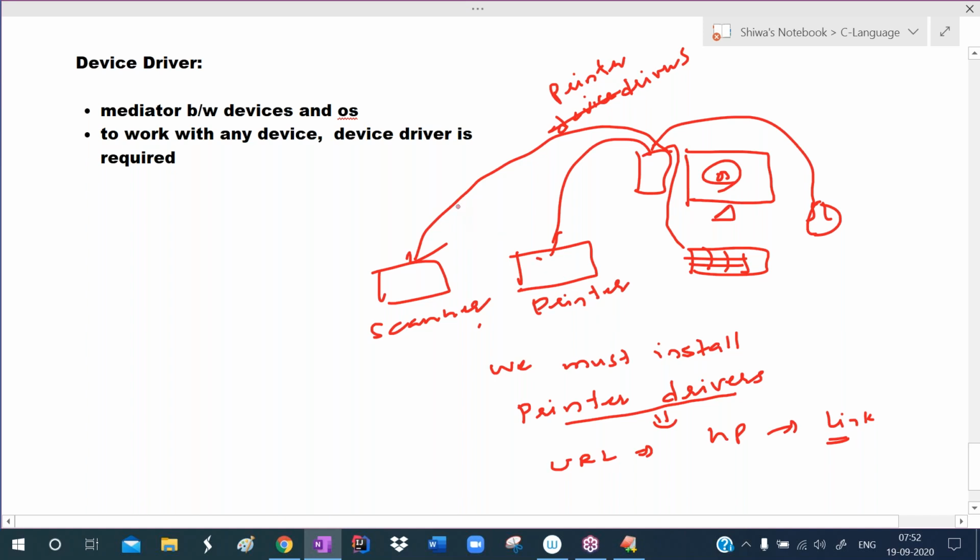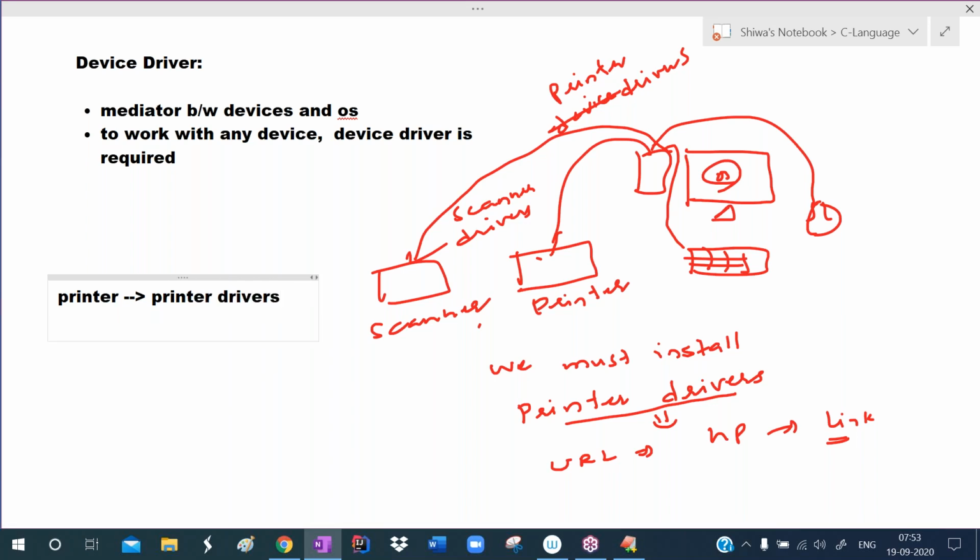So for that, what is required now? Scanner drivers are required. If scanner drivers are not there, you cannot communicate with the scanner. So like this, to work with any device, driver software is required. Remember this point. To work with the printer, printer drivers are required. To work with the scanner, scanner drivers are required. To work with the web camera, webcam drivers are required.